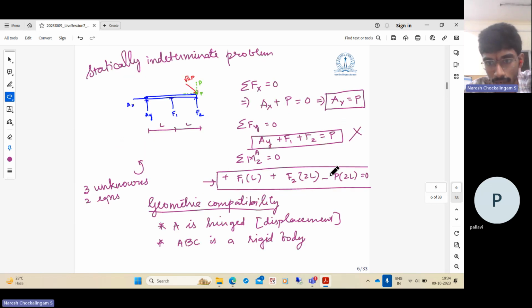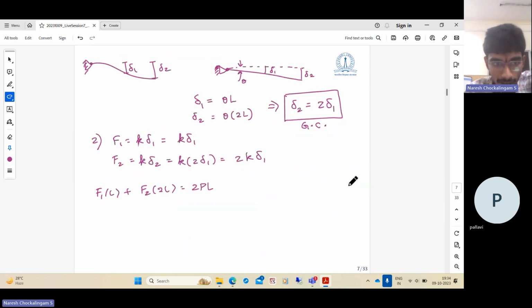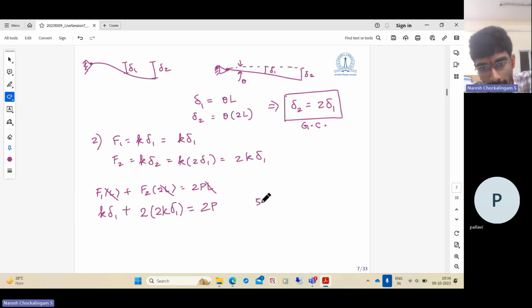Right? You have P into 2L. I'm taking the minus sign to the other side. Just substitute: what is F1? K delta 1. You can cancel L on all sides because L is a non-zero quantity. Plus 2 times F2, which itself is 2K delta 1, is equal to 2P. So on the left hand side, we have 5K delta 1 is equal to 2P. Therefore, delta 1 is equal to 2P by 5K.